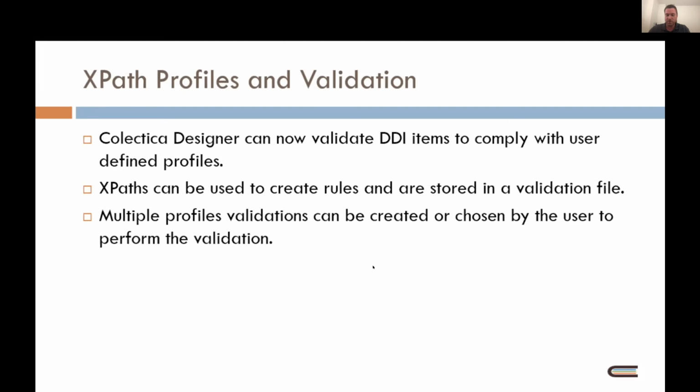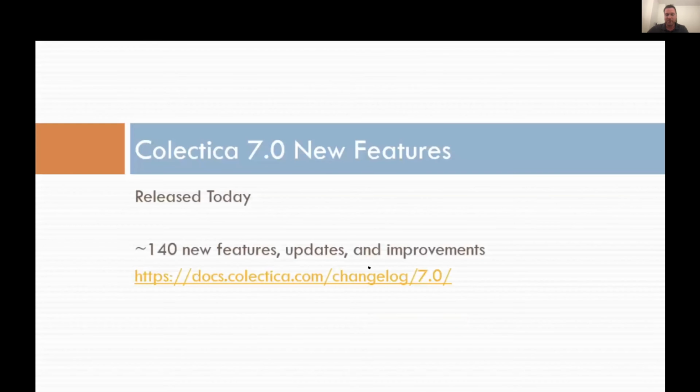So those were nine of my favorite changes to Colectica 6.2. And of course, those changes are available in 7.0 as well, but there's also more features available in 7.0. And I'll turn that over to Ben to give us an update on that. So Ben, if you can.